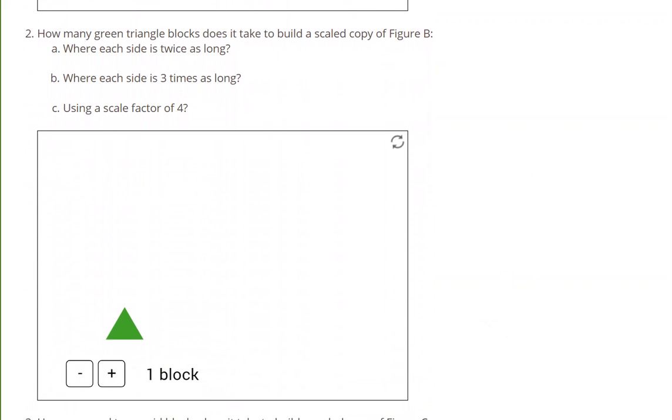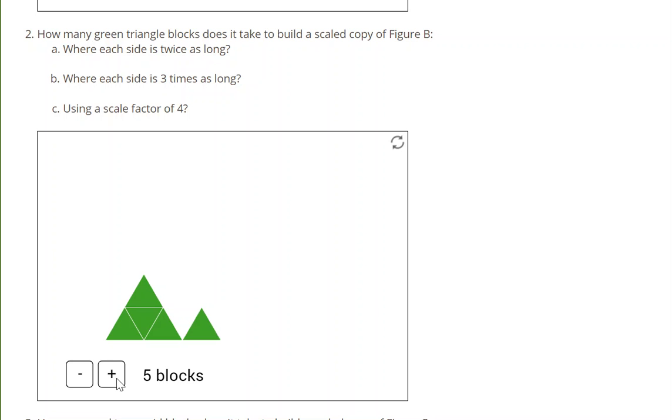Let's take a look at the green triangle. So for number 2A, where each side is twice as long, you can see where my base has gotten 2 times as wide, but now I need to continue adding blocks until it is twice as tall as well. So it took us 4 blocks to create that. So number 2A would be 4.